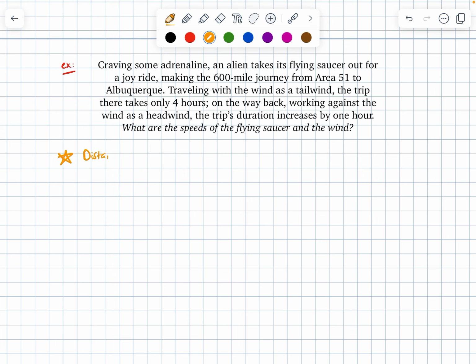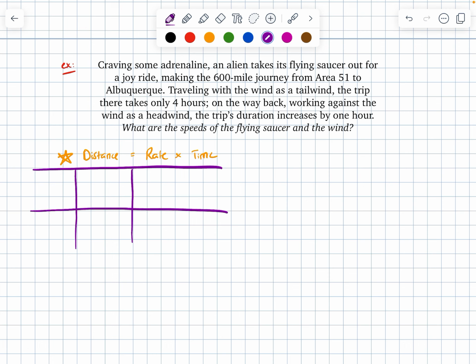Very good. We know that the distance that I travel is equal to the rate, or the speed at which I travel, times the amount of time that it takes for me to travel. So here we can set up our first chart of the unit, and the crowd goes wild.